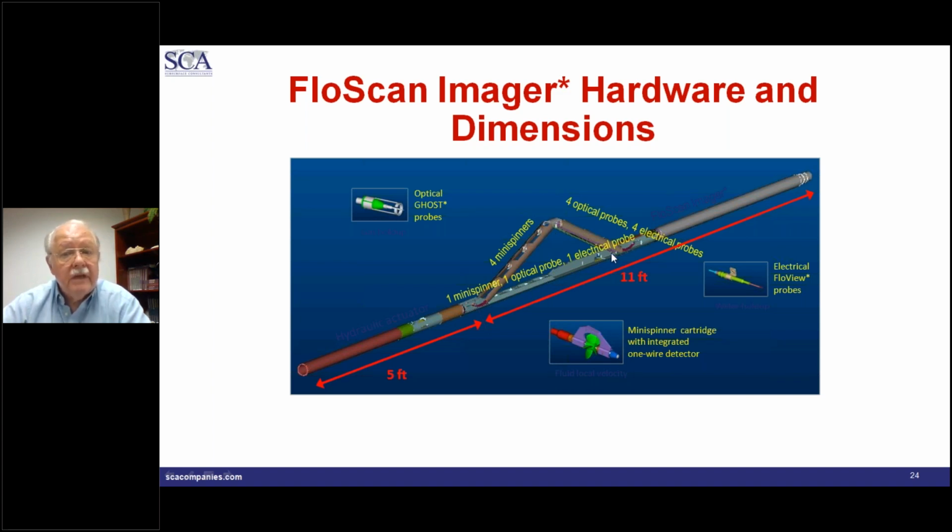The other side of the A-frame structure indicates here 4 optical, 4 electrical probes, but really it's 5 and 5. The optical probe is the probe that's used in the Ghost tool. The electrical probe is the probe that's used in the Deft tool. These probes on this arm measure what fluids are present, so it gives you the holdup of the individual phases, oil, water, and gas.